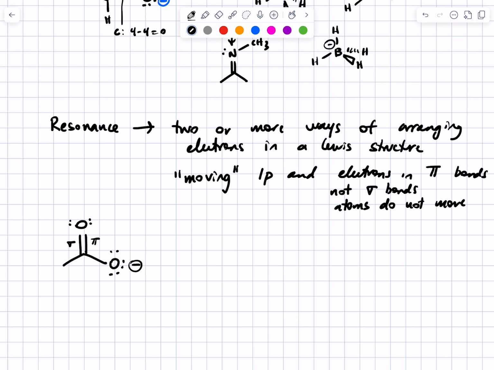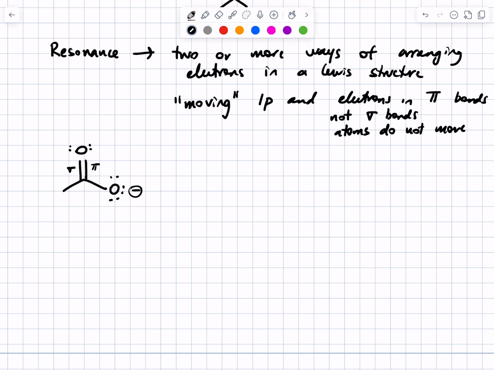Yes? When we do the skeletal structure, are we encouraged to do the lone pairs? So when you draw a skeletal structure, do you have to do the lone pairs? No. At the beginning when you're learning formal charge, is it useful? Yes.